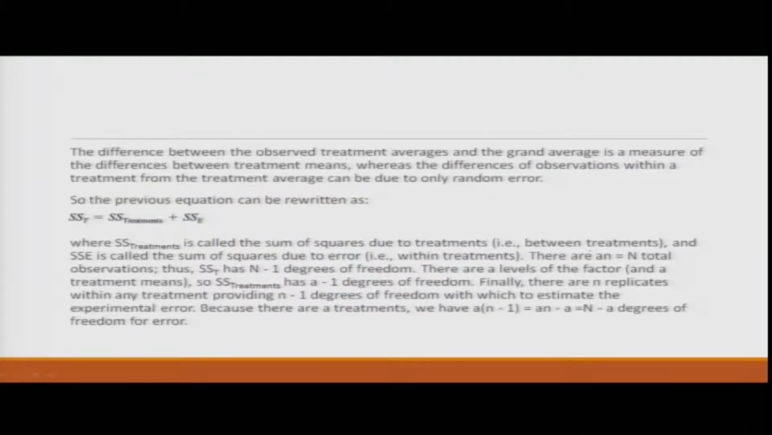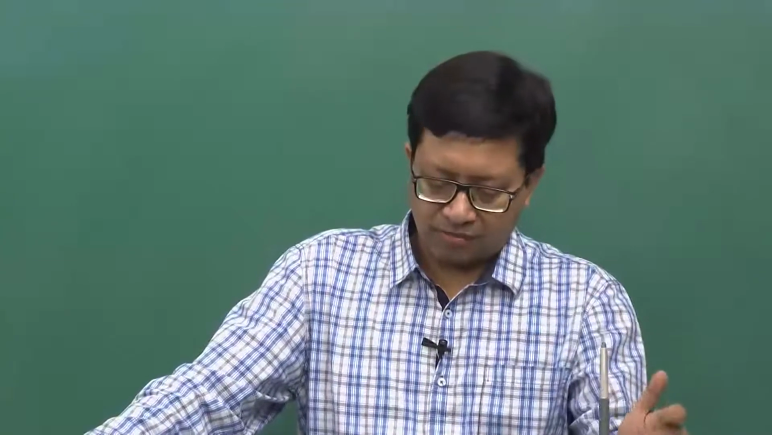The difference between the observed treatment average and the grand average is a measure of the difference between the treatment means, whereas the difference of the observations within the treatment from the treatment average can be due only to random error. So now you are slowly trying to differentiate the errors into whether it is random error or error inculcated into the system.